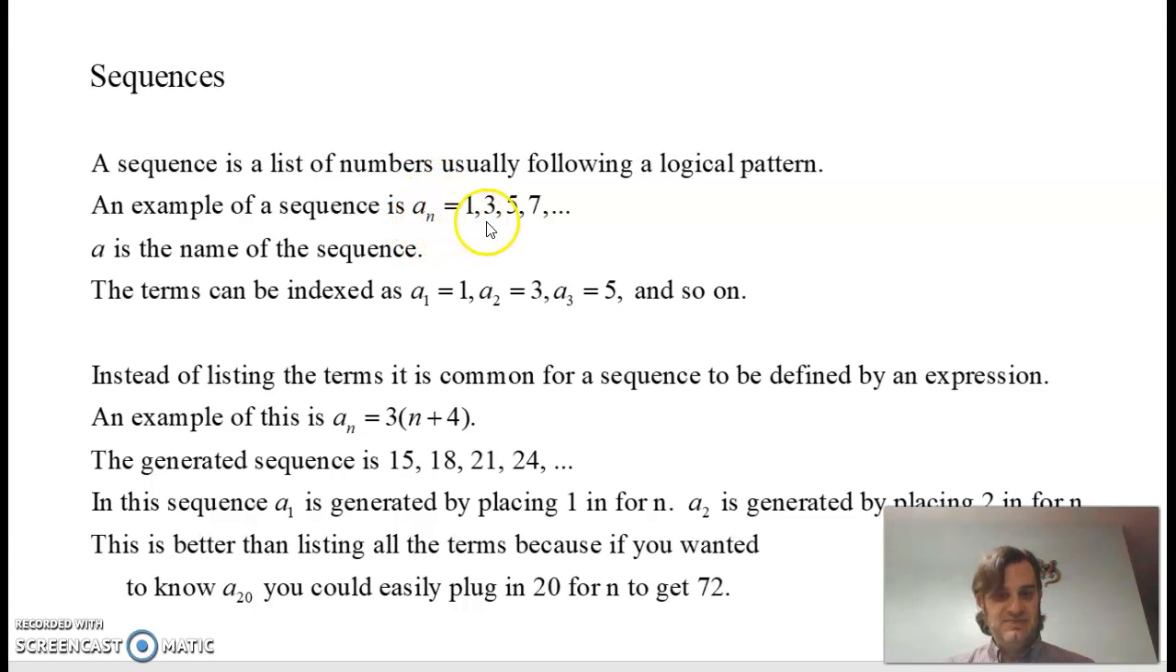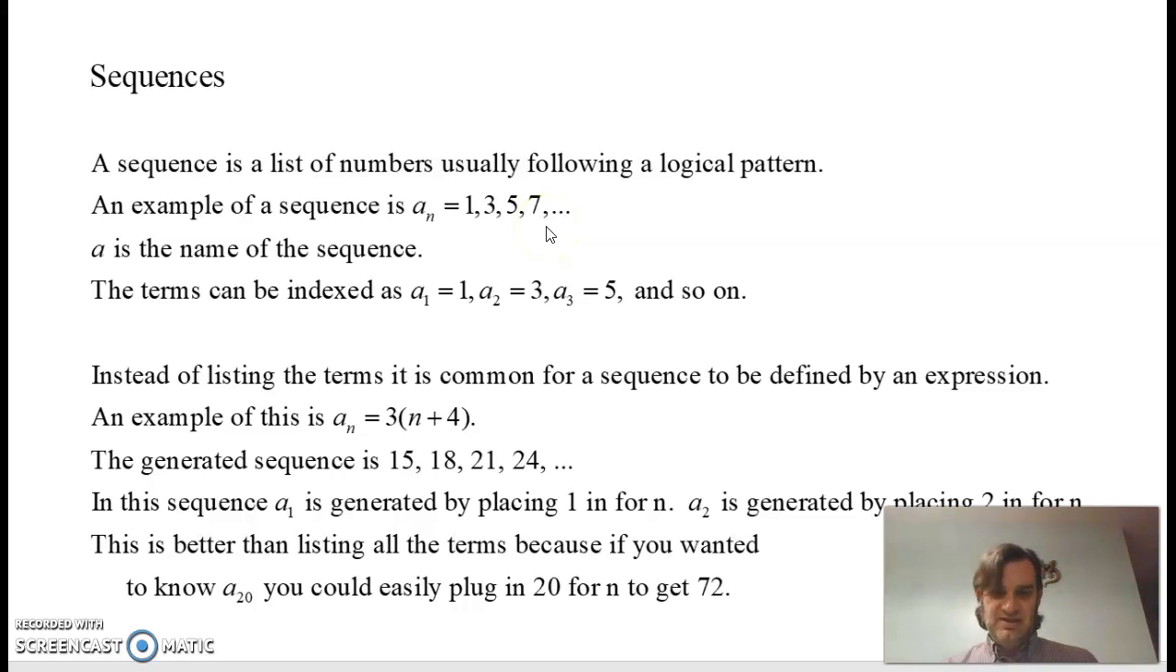And this sequence is 1, 3, 5, 7, and it keeps going. A is the name of the sequence, and the n is used to index the terms. So A sub 1 is the first term in the sequence, which is 1. A sub 3 is the third term in the sequence, which happens to be 5. So that's very easy. But as you say, this sequence here follows a nice pattern.